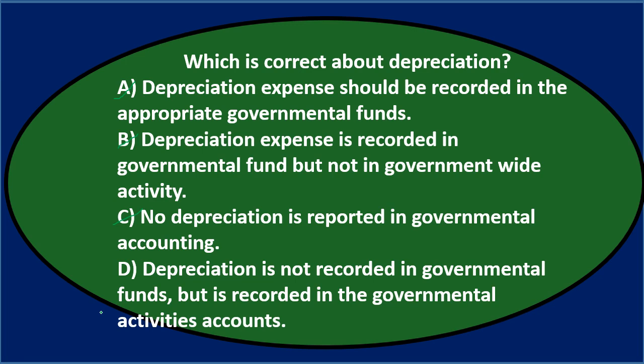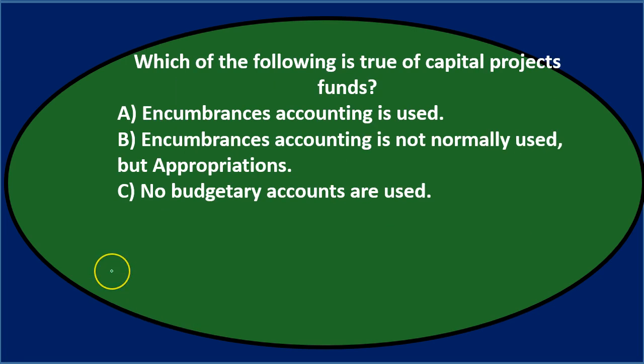The activities mean the government-wide type of accounts, yes, not in the governmental funds. Governmental funds sounds like it wouldn't be right because it has funds, which sounds like a big grouping of funds, and it is the largest grouping of funds. But those are the funds that are on a modified accrual basis and therefore don't have depreciation. So the final answer is D, which is correct about depreciation. D, depreciation is not recorded in the governmental funds, but is recorded in the governmental activities accounts.